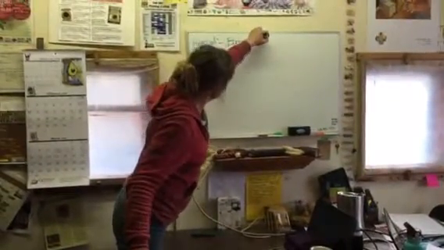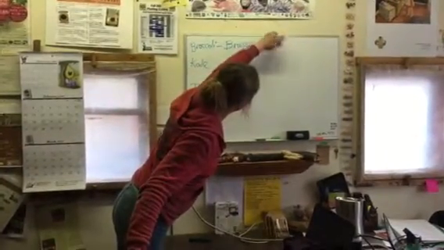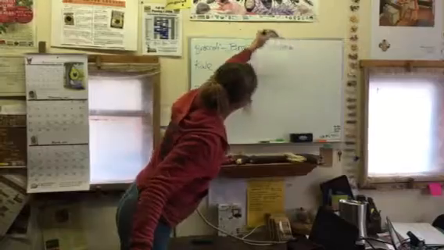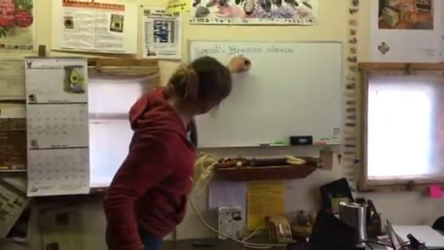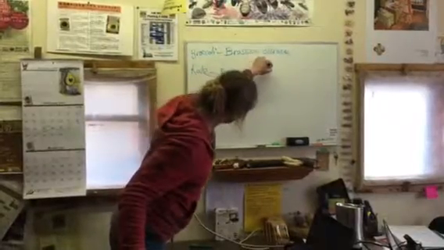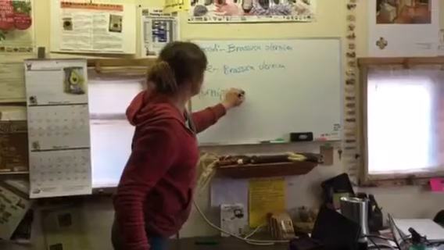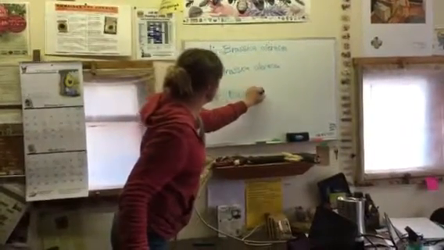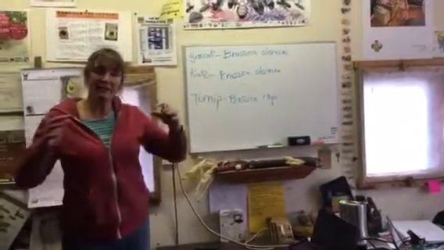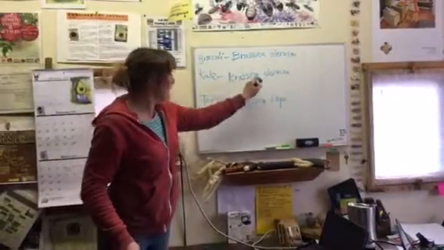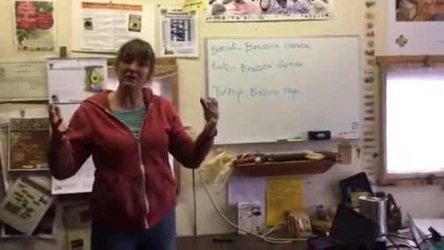So in this case, broccoli is Brassica oleracea. Kale is also Brassica oleracea, and turnip is Brassica rapa. So in this case, plants that have the same genus and species will cross-pollinate with each other if they're flowering at the same time.